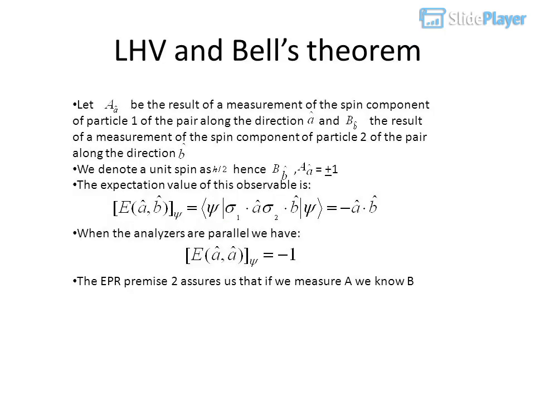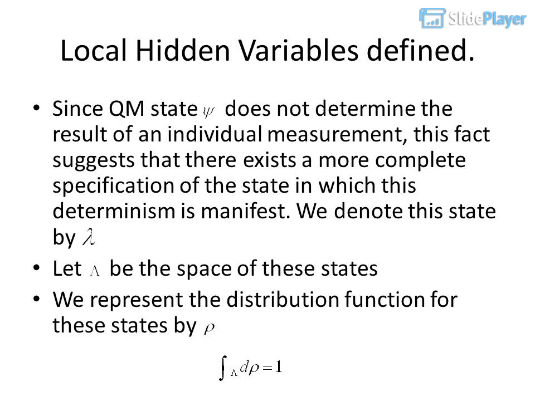LHV and Bell's theorem. Let A be the result of a measurement of the spin component of particle 1 of the pair along the direction a, and B the result of a measurement of the spin component of particle 2 of the pair along the direction b. We denote a unit spin as 1, hence A, B equal plus or minus 1. The expectation value of this observable is. When the analyzers are parallel we have. The EPR premise 2 assures us that if we measure A we know B.